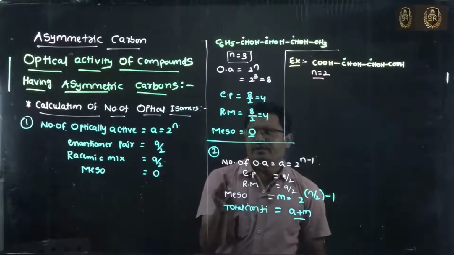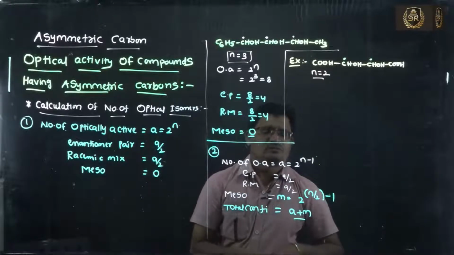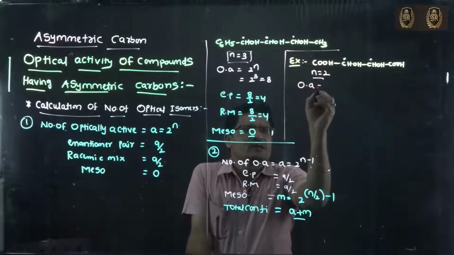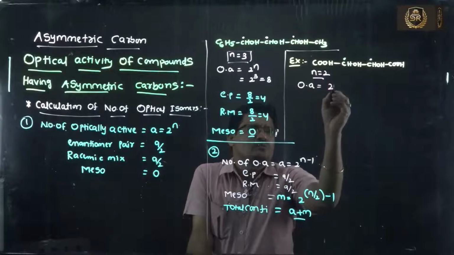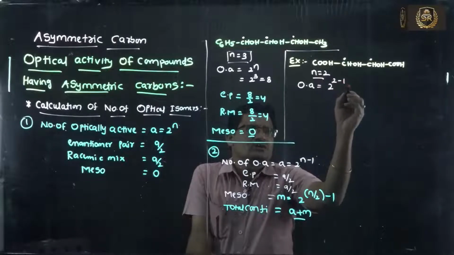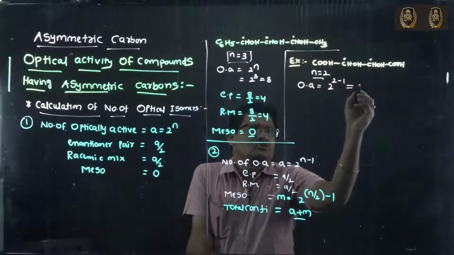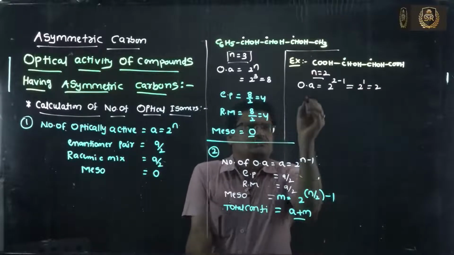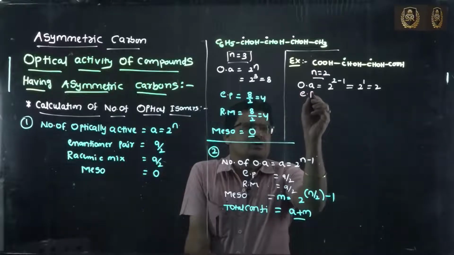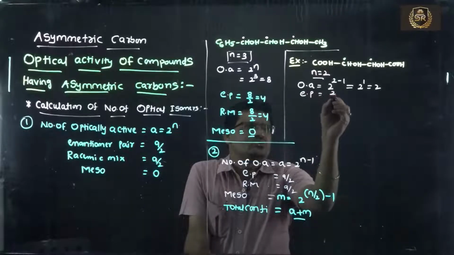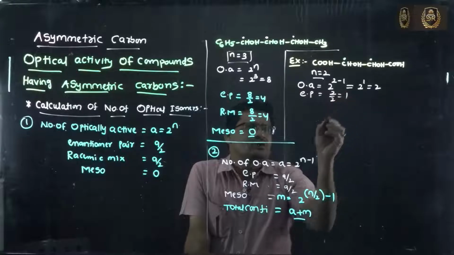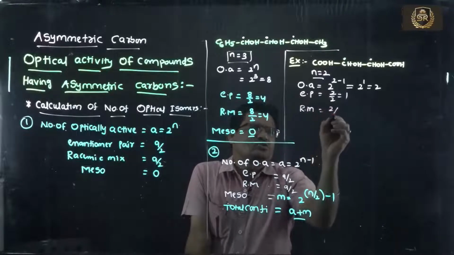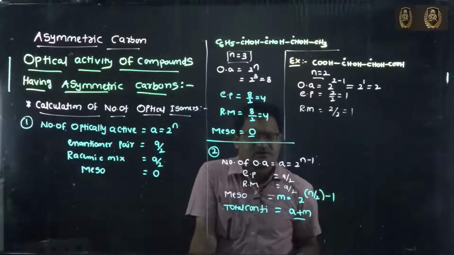So number of optically active, OA, equal to 2 power 2 minus 1, that equals 2 power 1, which is nothing but 2. Enantiomer pair equal to 2 by 2, nothing but 1. Racemic mixture is also 2 by 2, equal to 1.